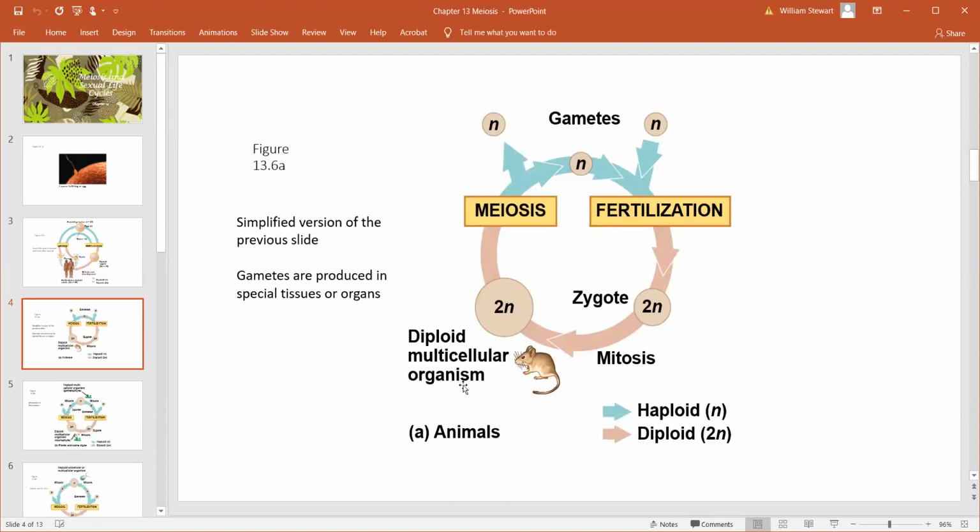So we've got the whole organism is diploid. It produces gametes. If it's male, it's going to produce male gametes. If it's female, it's going to produce female gametes. And then this is to try to show you that those 2 different gametes from different individuals are going to fuse to form a zygote 2N. And then we're going to start that cycle over again.